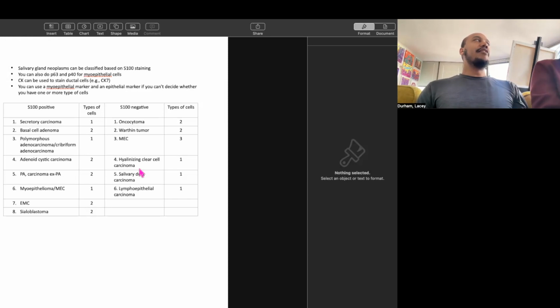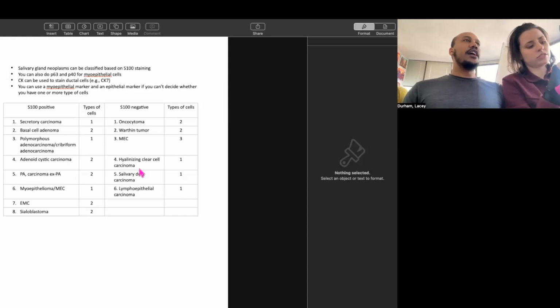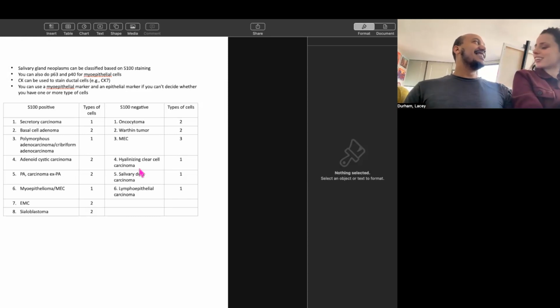You can have oncocytic ones, and the oncocytic ones have cells with rounded nuclei, prominent nucleoli, abundant eosinophilic cytoplasm, and a low N/C ratio. But those wouldn't be basaloid. This would be called oncocytic, for example. Sorry, I cut you off. Go ahead.